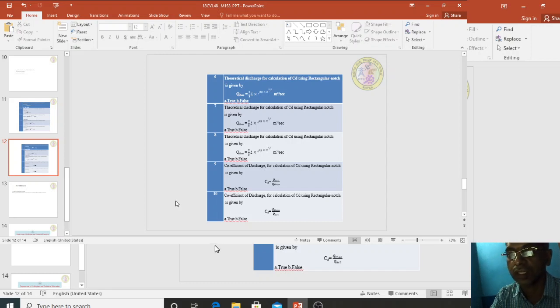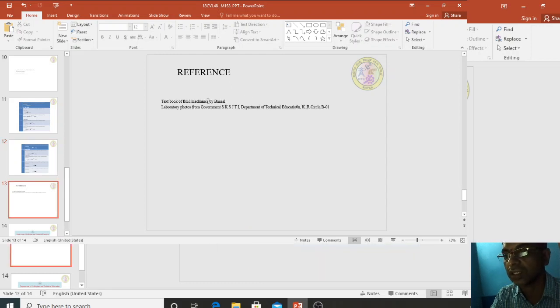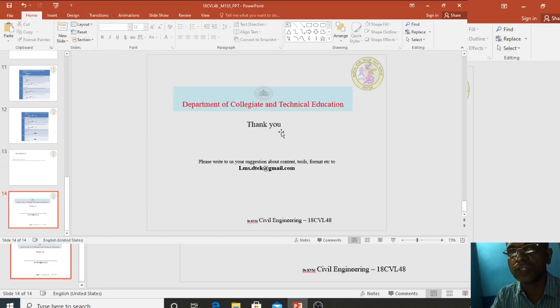So these are the list of books and laboratory photos from GSK Institute of Technical Engineering, Bangalore. The photos are the actual photos we have used in this PPT presentation.